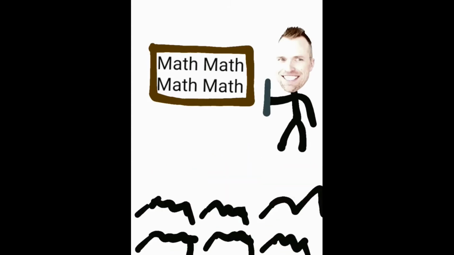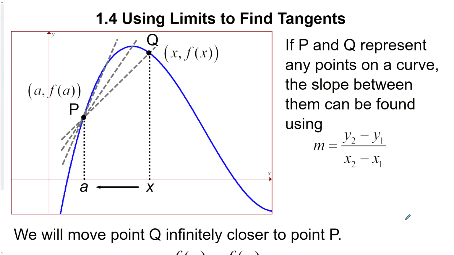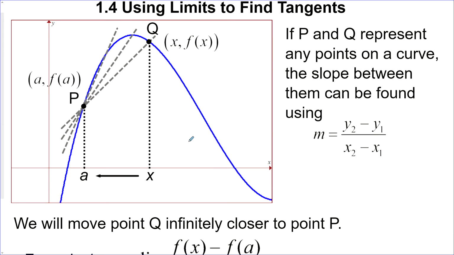math. Oh man, again? 1.4, using limits to find tangents. If we have P and Q represent any point on a curve, the slope between them can be found using our slope formula. Now, if we want to find the slope of a tangent, like in the first section we did, we're going to slide Q infinitely close to P.